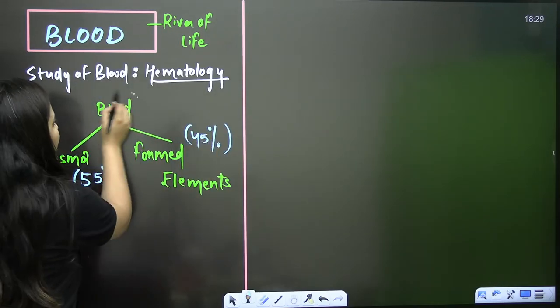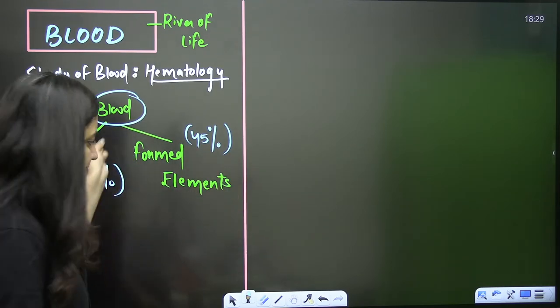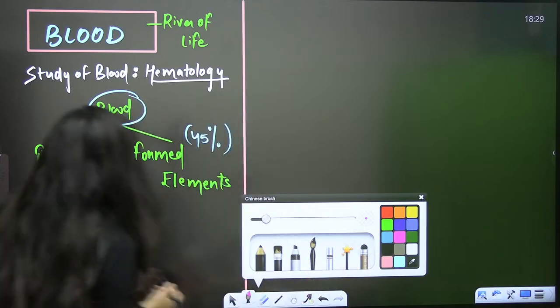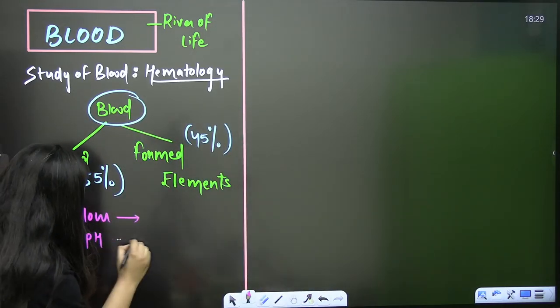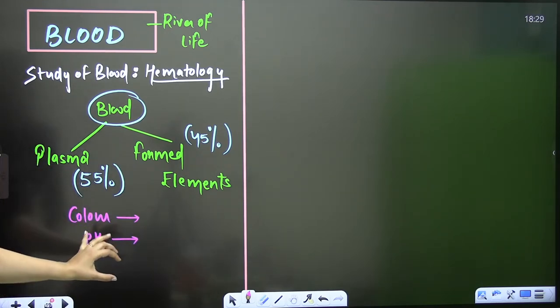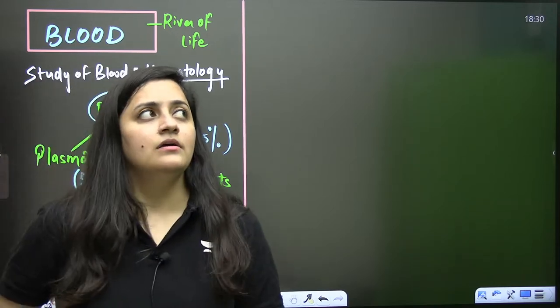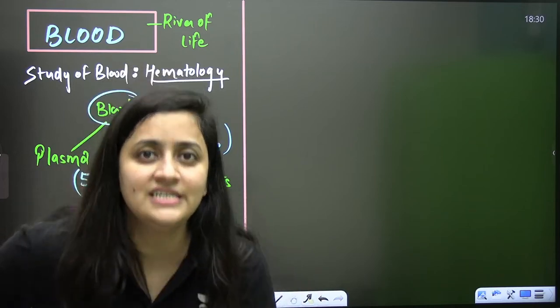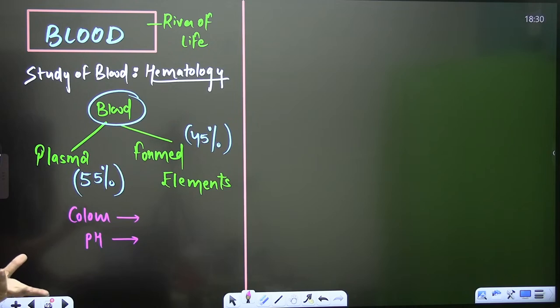And yes, we need to discuss this topic in these two components, plasma and formed elements. But before proceeding, can you tell me something about the color of the blood, about the pH of the blood? Yes, the pH of the blood is important. And can you tell me about the quantity of blood in our body? Yes, anyone here in the class?